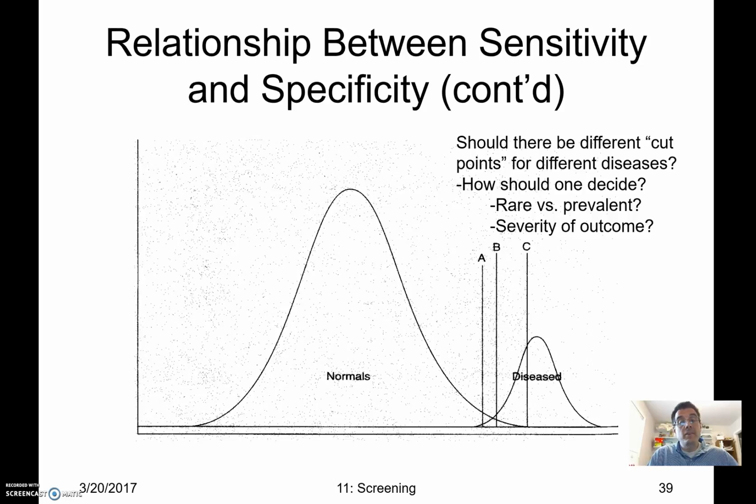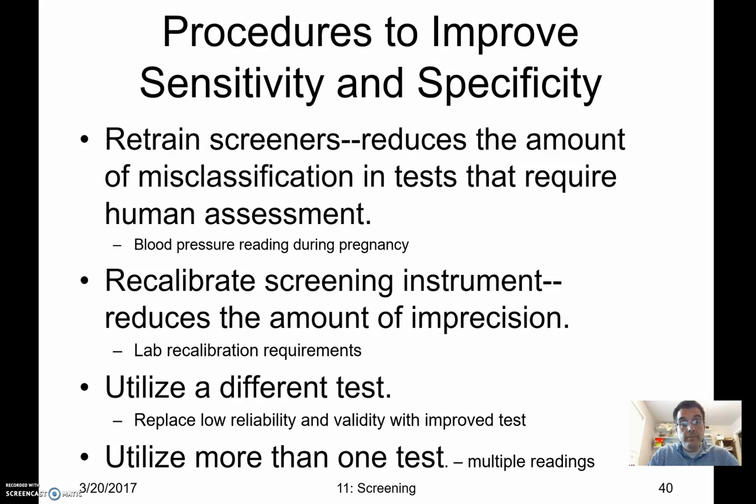For example, is it a rare or very prevalent disease, or what's the severity of the outcome? If death is the outcome, we want to have a highly sensitive test. If it's very rare, is it okay for us to have a highly specific test, but we may end up missing a case every now and then?